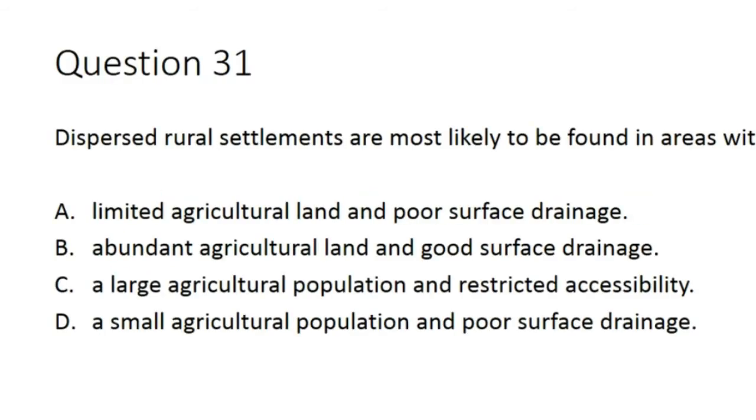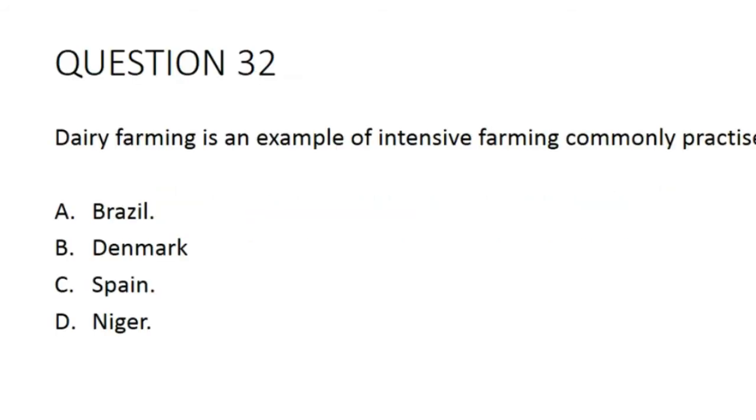31. Dispersed rural settlements are most likely to be found in areas with A. Limited agricultural land and poor surface drainage, B. Abundant agricultural land and good surface drainage, C. A large agricultural population and restricted accessibility, D. A small agricultural population and poor surface drainage. The correct option is option B, abundant agricultural land and good surface drainage.